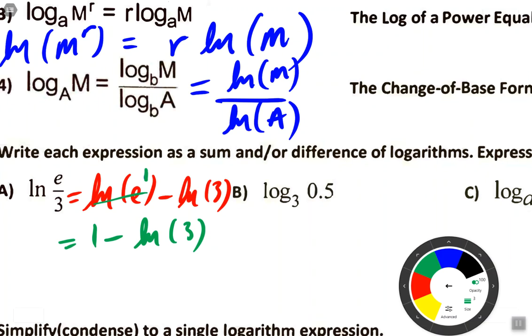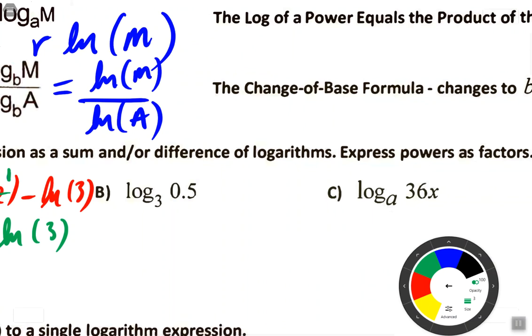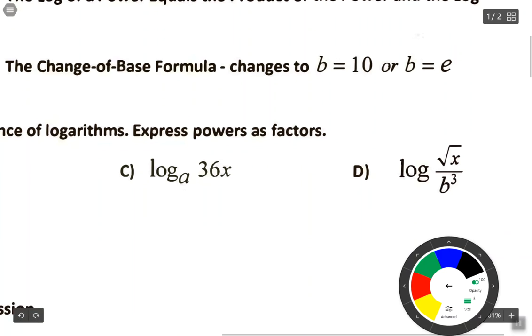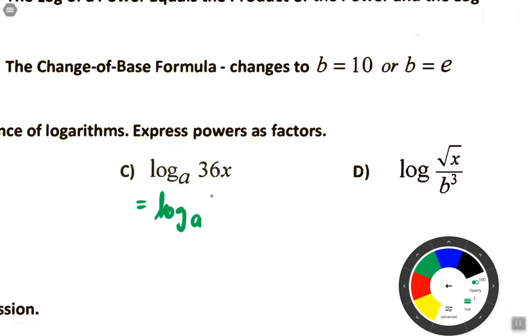This one is multiple problems. Let's see, I may want to do a different one first. Let's do this one down here first. Let's do C. Is that a product? So how would you expand this? If it's a product, what do I do? It's the log of the first one, so it's log base A of 36 plus log base A of x. And depending on what the base is, if the base was 6, we could do more. But right now we're just practicing expanding it.